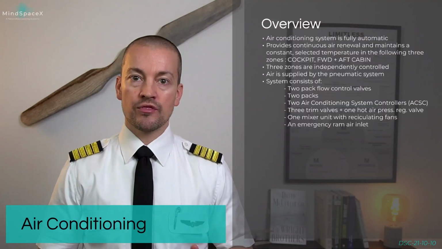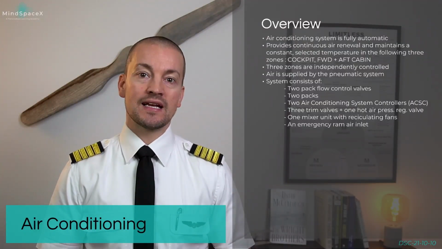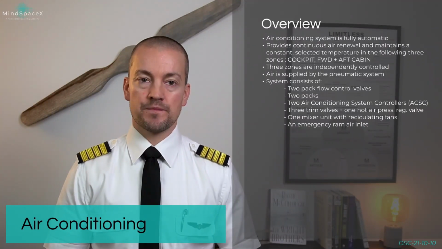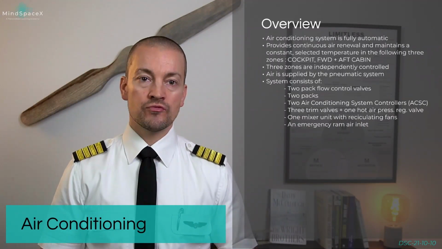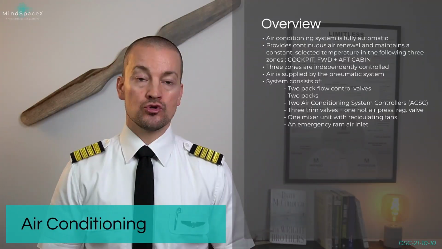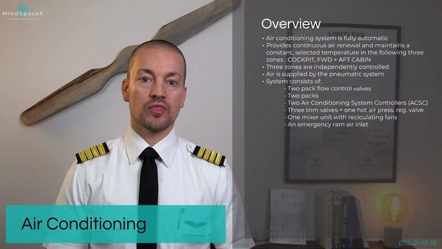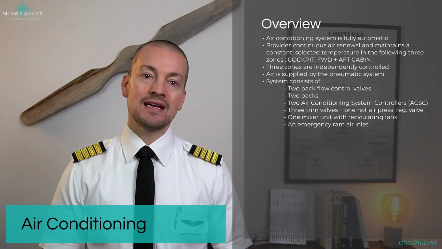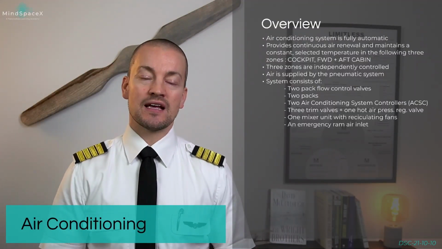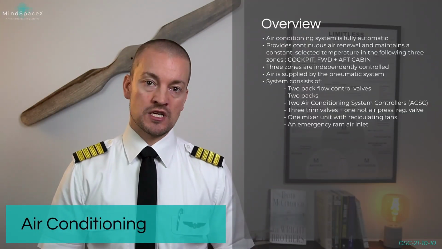To optimize temperature throughout the 3 zones and to allow them to operate individually in terms of temperature, we incorporate 3 hot air trim valves and 1 hot air pressure regulating valve. This is for optimization in terms of temperature. 1 mixer unit recirculates the air with recirculating fans to minimize the amount of bleed air required for the air conditioning system. And an emergency ram air inlet allows for emergency air to come in to ventilate the cabin and cockpit in case of smoke or loss of pressurization.